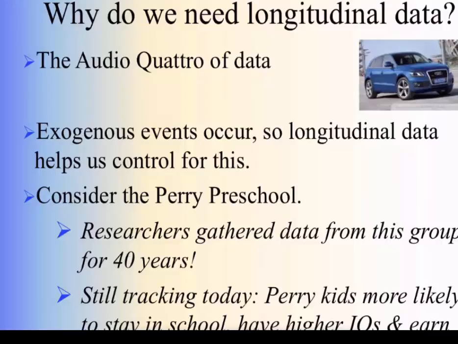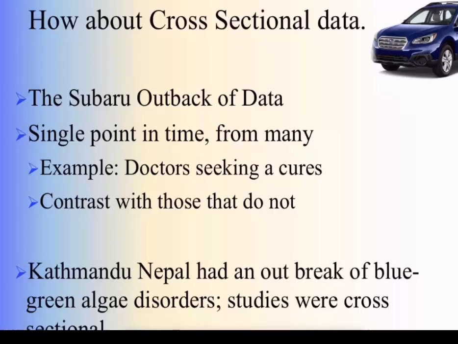The problem with longitudinal data is it's the same subjects over time, which obviously would be difficult to get. There's also the Perry preschool data, which I've got here on the slide, and they track these kids that went to the Perry preschool some 40 years ago, and they're still tracking them, and still using them to inform us about preschool and whether we should fund it as a society, and what it does for kids. They say from this study that these Perry kids are more likely to stay in school, they have higher IQs, they earn more money, etc. So apparently from that study, it's a good idea.